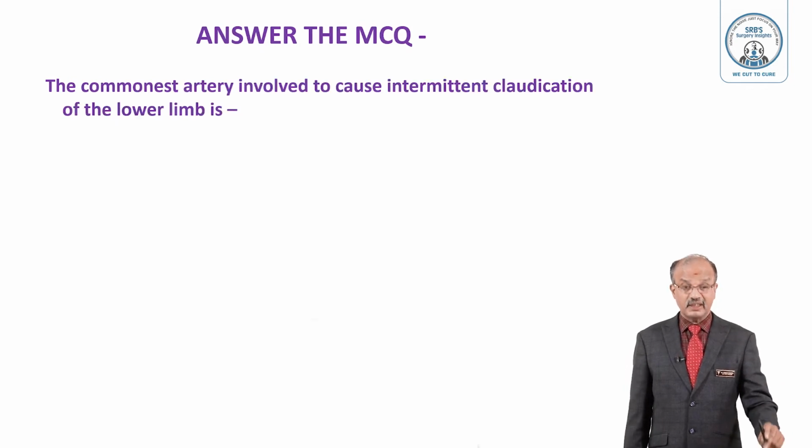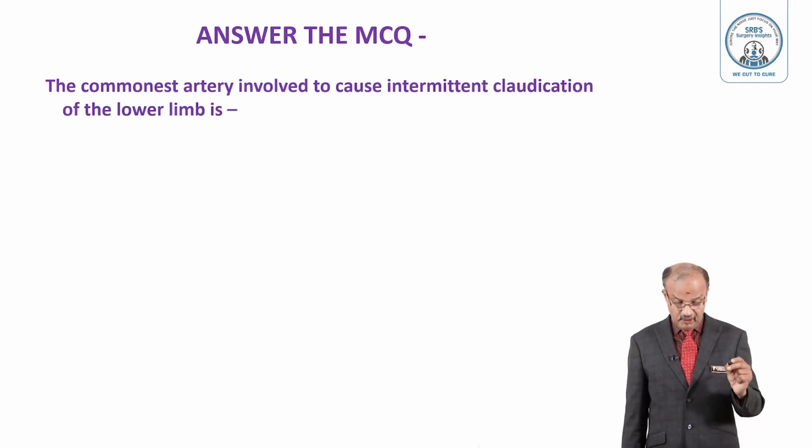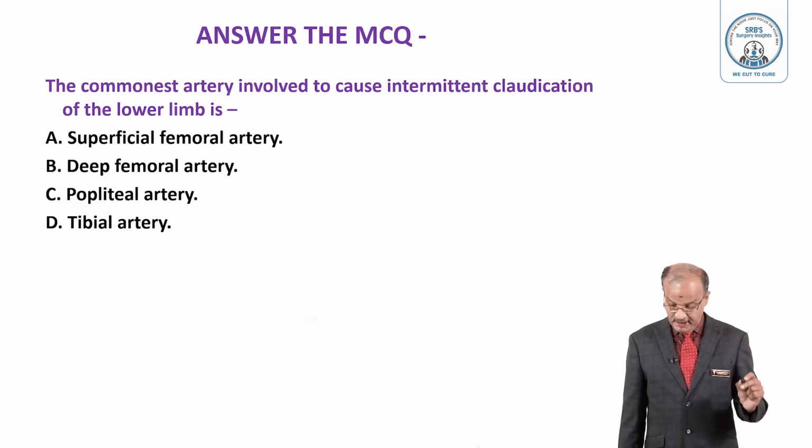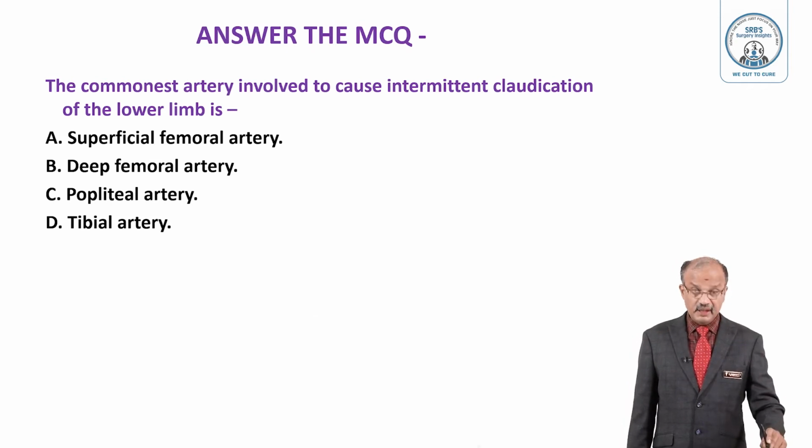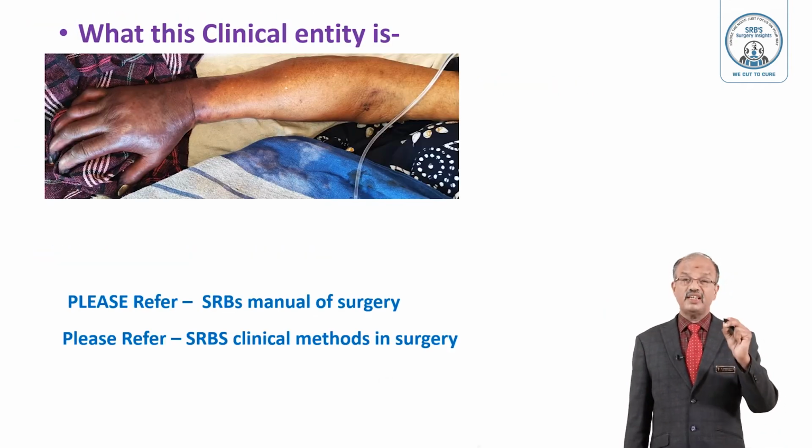We'll go to the second MCQ. The commonest artery involved to cause intermittent claudication of the lower limb is A, B, C, D. Put the right answer in the comment box. I acknowledge your answer. We'll go to what this clinical entity is.